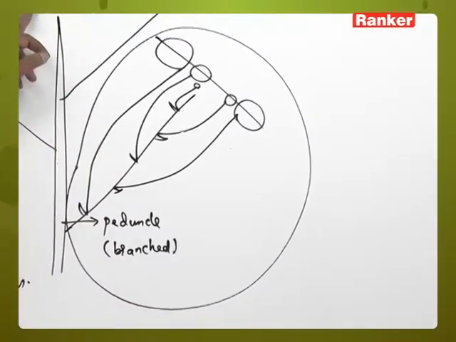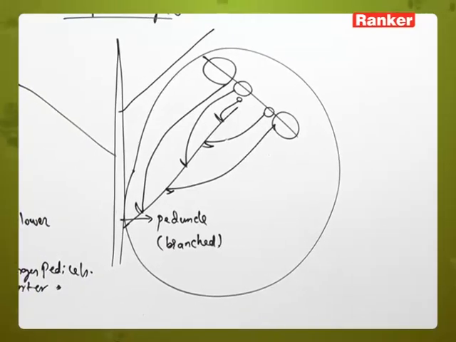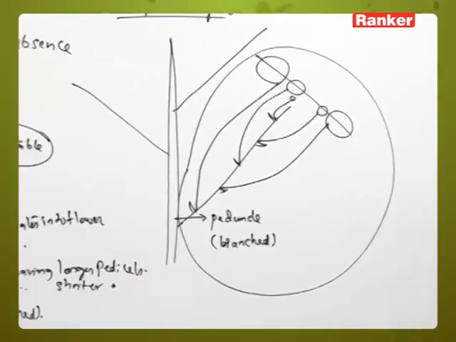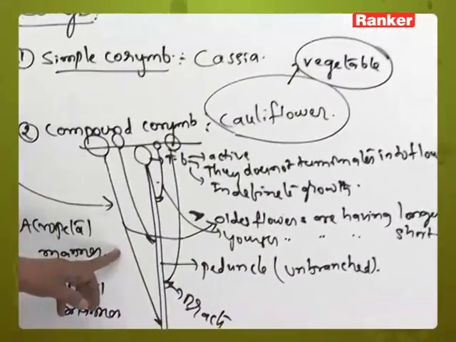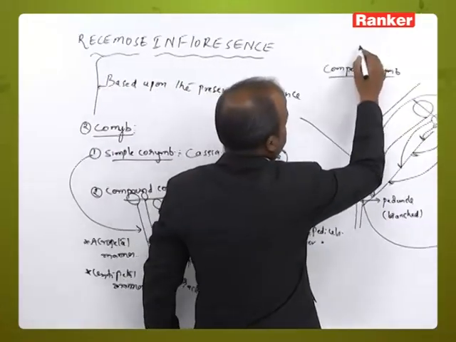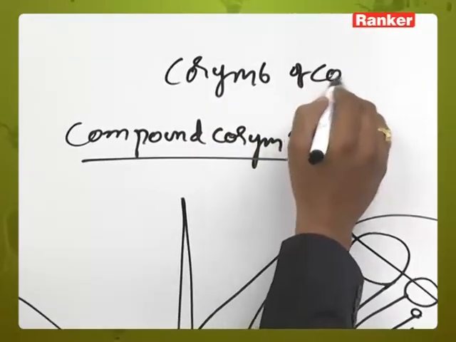Due to which each branch of a compound corymb resembles a simple corymb. That means, can we call this compound corymb a corymb of corymbs? Yes, corymb of corymbs.